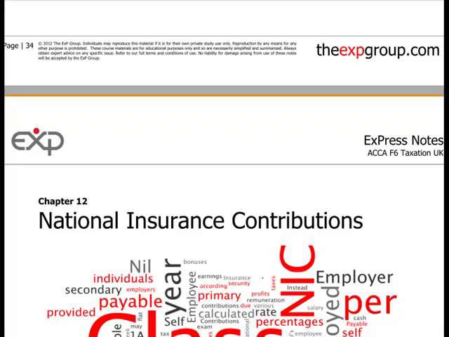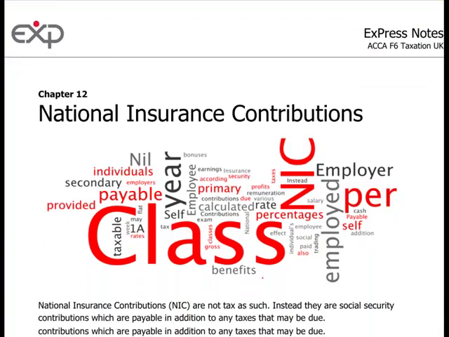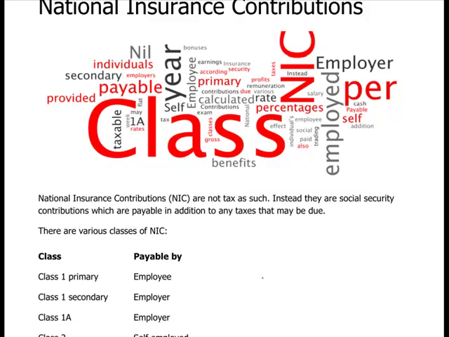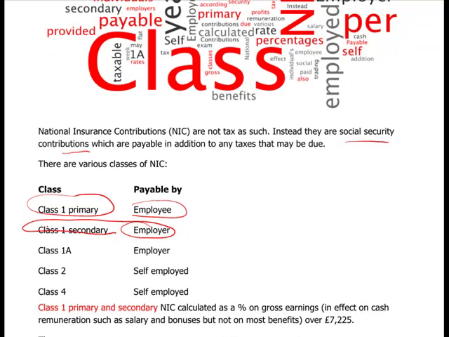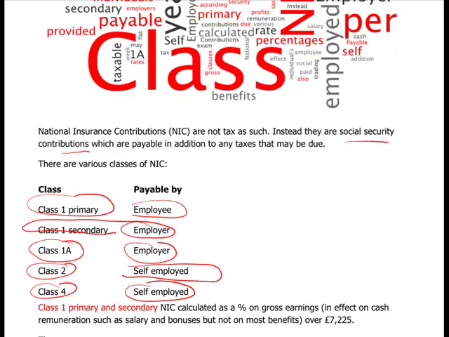Chapter 12, National Insurance. Just run through this again fairly quickly. National insurance is a social security contribution paid into the state by both employers, which is called secondary, and employees, which is called primary. But having said that, an employer also has a Class 1A, which is a social security benefit on benefits in kind. The self-employed, the sole traders, they pay a Class 2, and they also pay a Class 4.